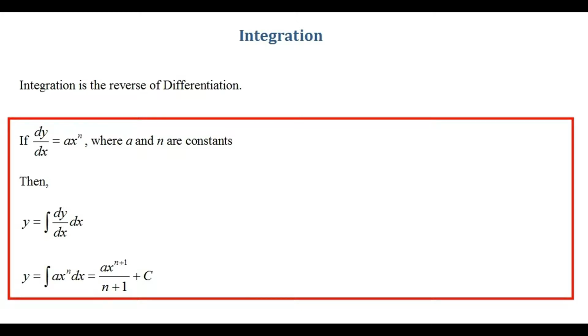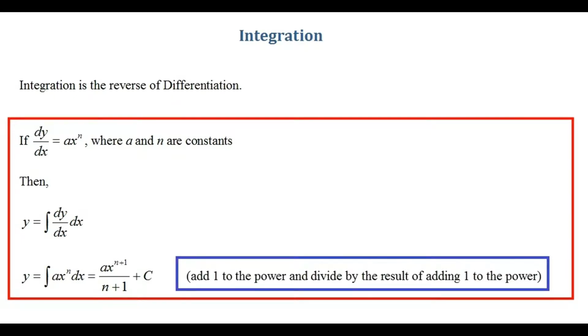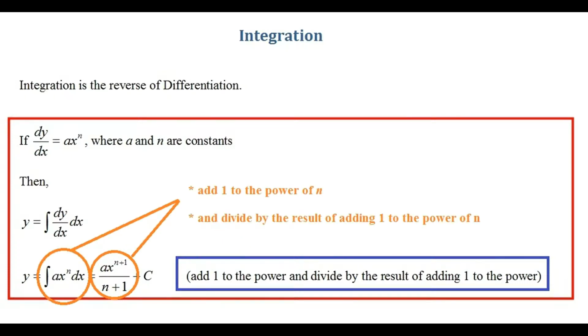However, don't learn the formula, learn the process, and the process of integration is we add 1 to the power and divide by the result of adding 1 to the power. That is what I use to get ax^(n+1) over n+1. To get this, I added 1 to the power of n and divided by the result of adding 1 to the power of n.